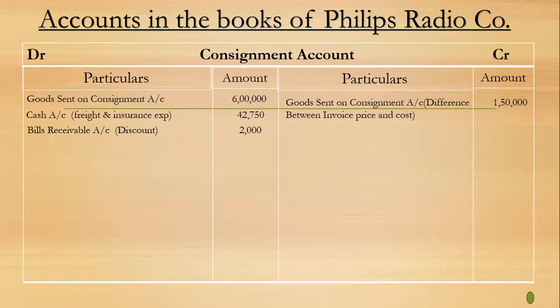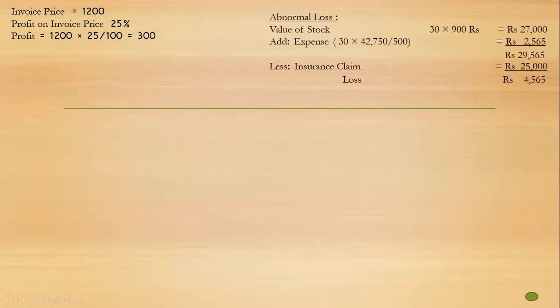But before that, we have another piece of information: due to fire, 30 radios were destroyed and the claim was sanctioned for 25,000. So we have to calculate the abnormal loss. We all know how to calculate the abnormal loss.